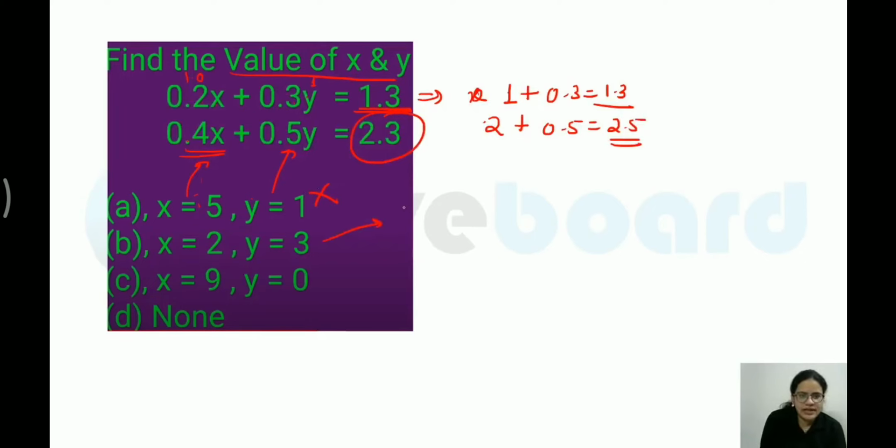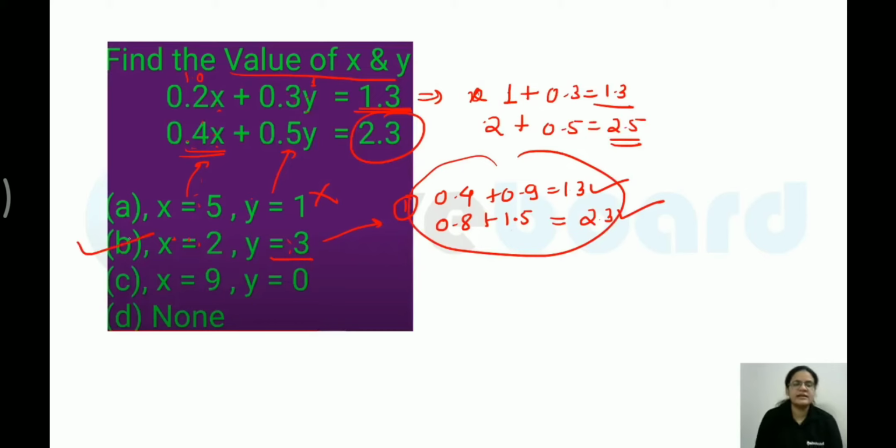Let me substitute that in the first equation over here. 0.2 into 0.2, 0.4. Here this is 3. 3 3s are 9, 0.9. You are getting 1.3. First one is satisfied. Second one, can you put this 2 over here? 0.4 into 2, 0.8. Next you have 3 into 1.5. 5 3s are 15, so 1.5. If you solve, you are going to get 2.3. Both are satisfied. So B is the correct answer. So I think it is clear how to substitute these values. This is how using substitution you can get x and y.